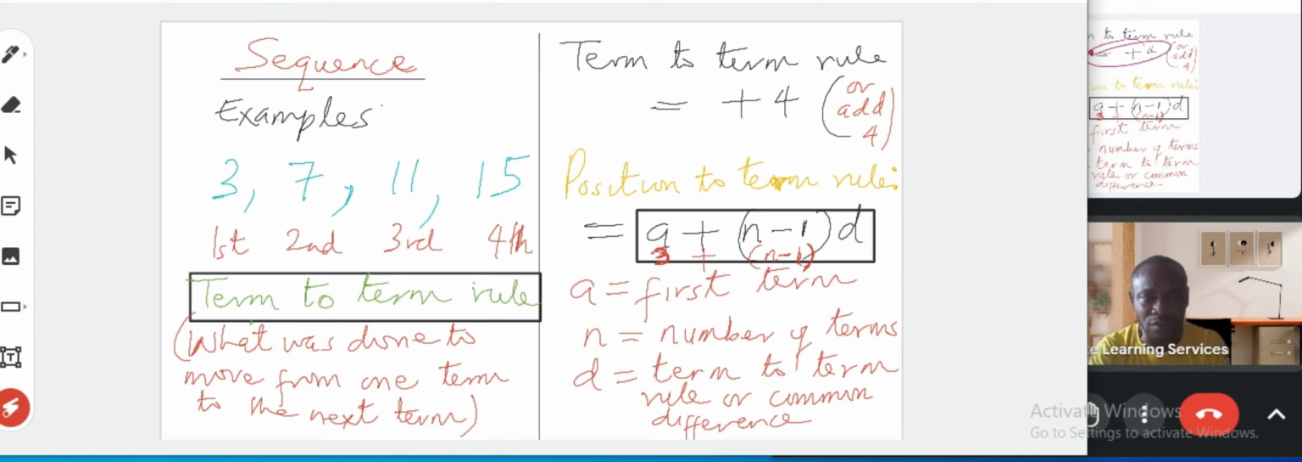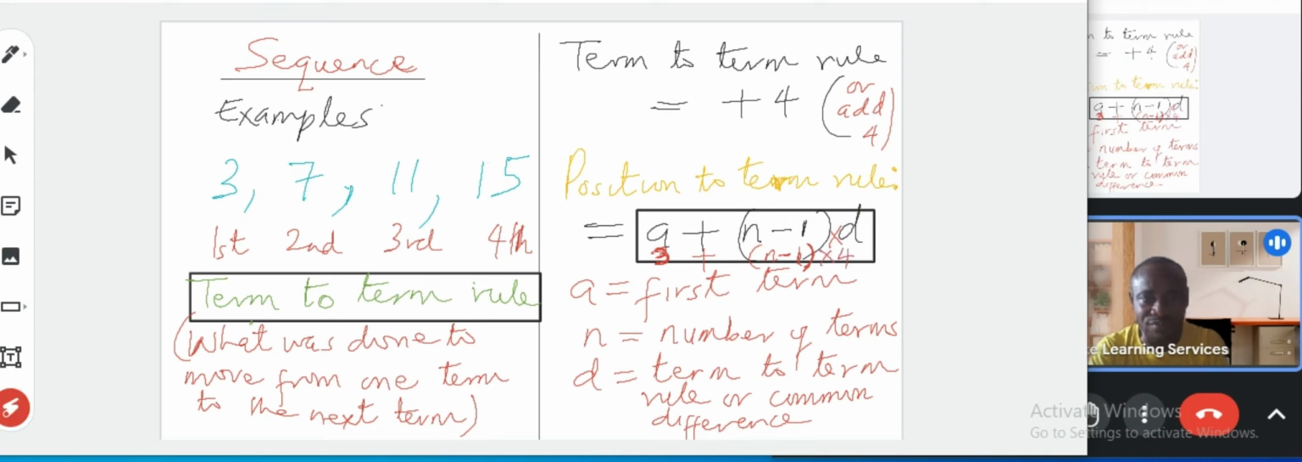Plus 4. Plus 4. That means times 4. You know, because this thing means n minus 1 times d. Do you understand? Maybe I should just put the times here so that you know what I mean. Times d. So this will be times 4.